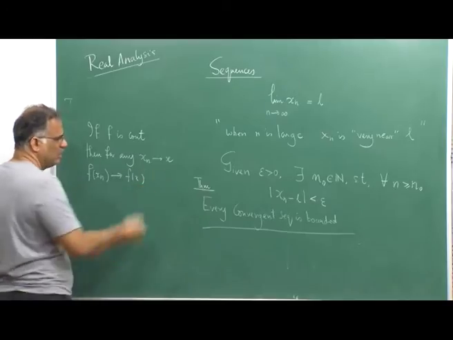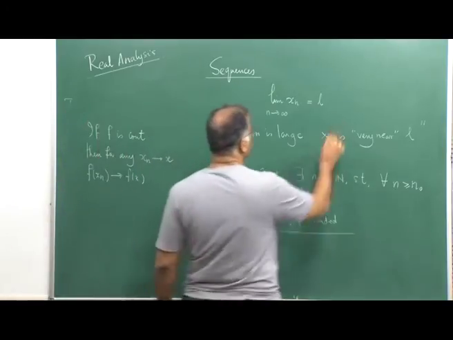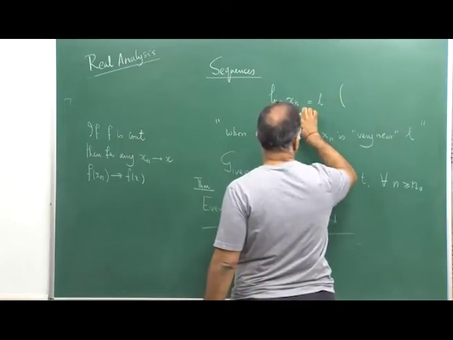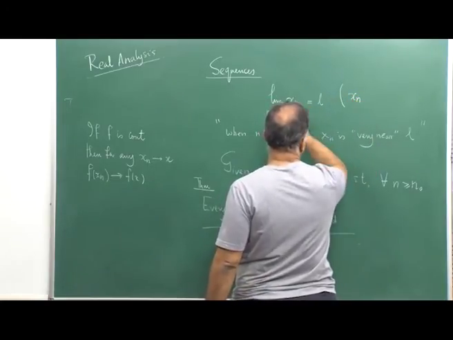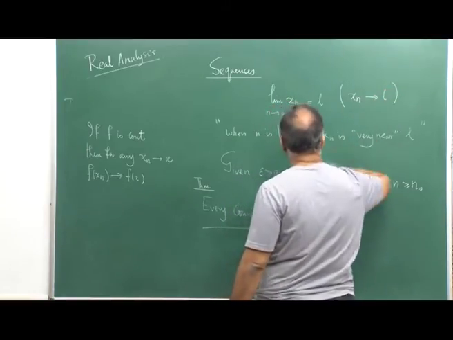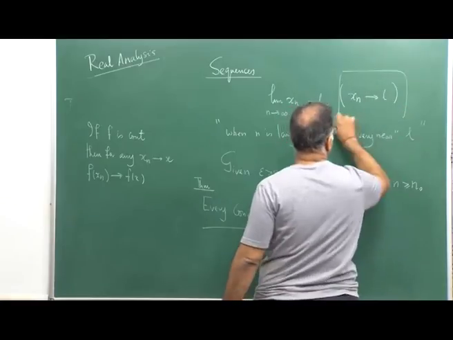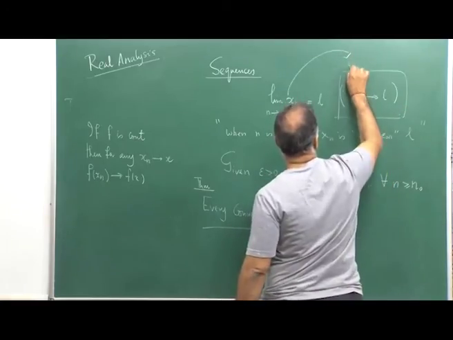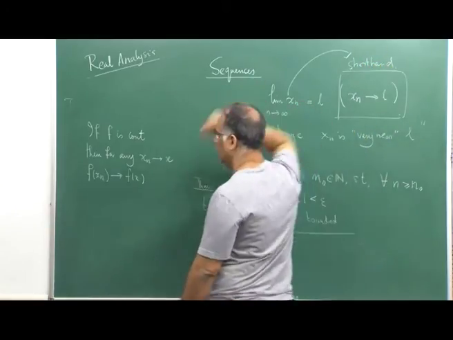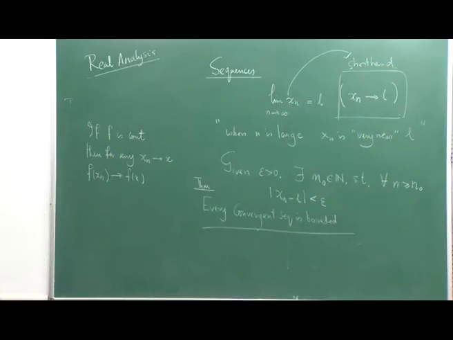So, this symbolism, you might wonder why I am writing it. This is an equivalent symbolism. Instead of writing the limit of x_n is x, you can always write it like this. This is a shorthand of this. I like shorthand, it's better. So, this is what happens if f is continuous.